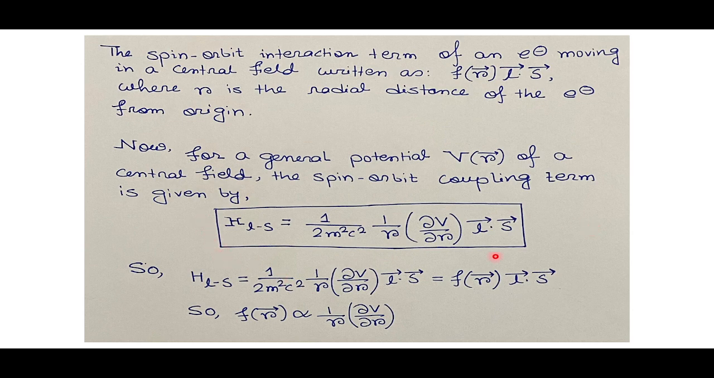So this is generalized. When you apply the perturbation, you are applying the 1 by r square electric field, right? Instead of that, if you apply the general potential here, you will get this expression. Basically, the LS term is coming from the perturbation, right? I think second order perturbation.